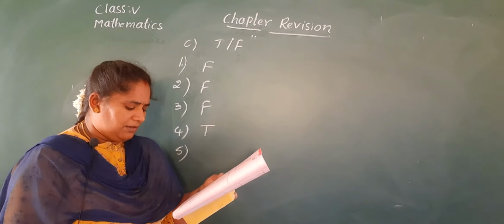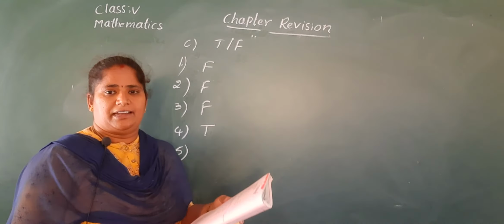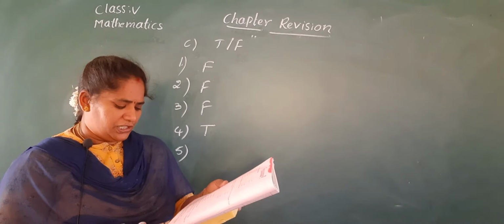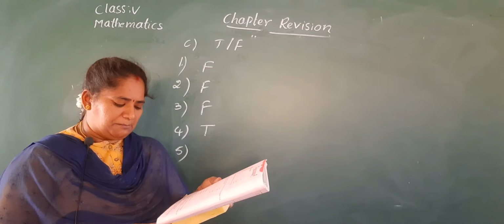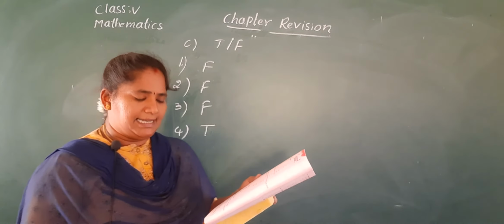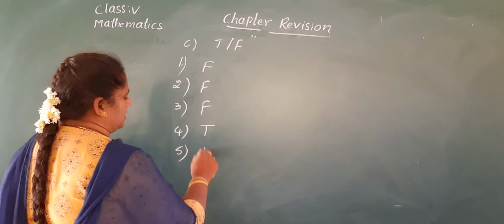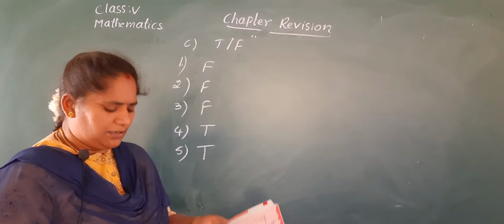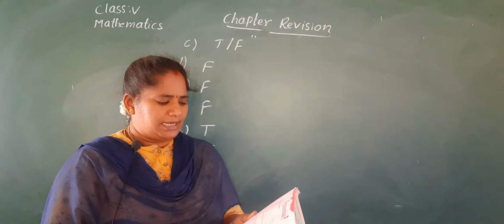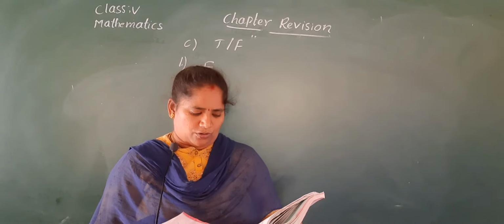And see my fifth one. We multiply when a quantity increases multiple times by the given number. Multiple times means we do multiplication only. Yes, this is also correct. So these are the true or false, Nana. So choose the correct option, fill in the blanks, and true or false, we completed in the textbook only.